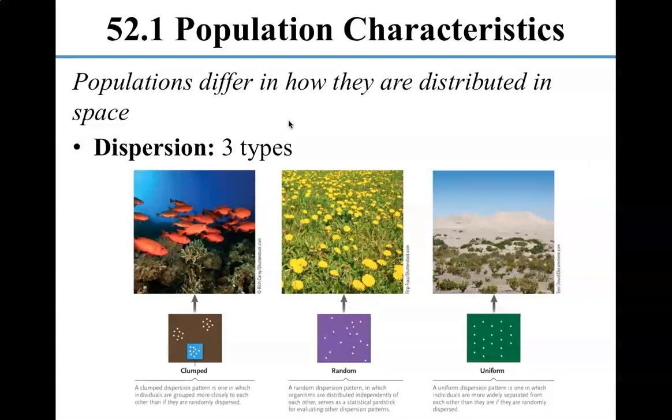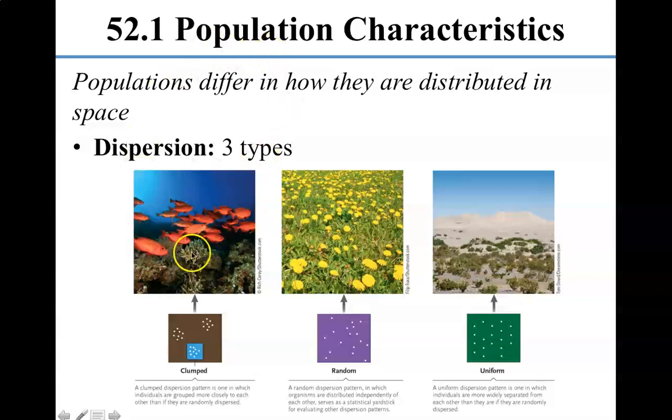Populations are going to follow different dispersal patterns, right? And so we can say that populations vary in their dispersion. Well, let me define dispersion. Dispersion is the spatial distribution of individuals within the geographical range. So the geographical range is just the area in which you'll find a particular species. So dispersion is how they're distributed in that geographic range. And dispersion follows 3 types: clumped, random, and uniform.